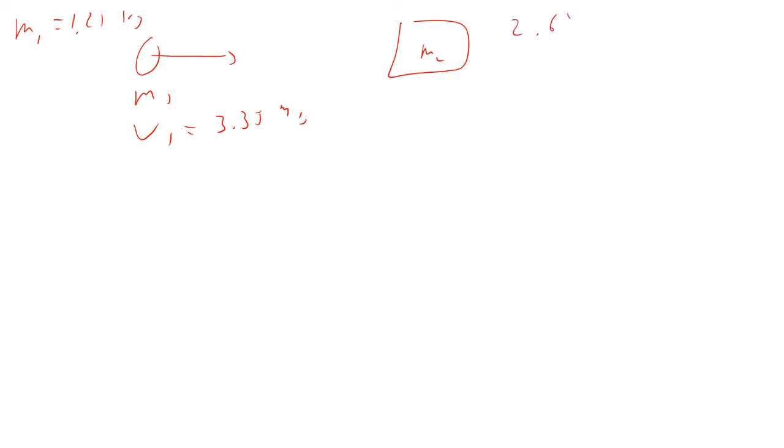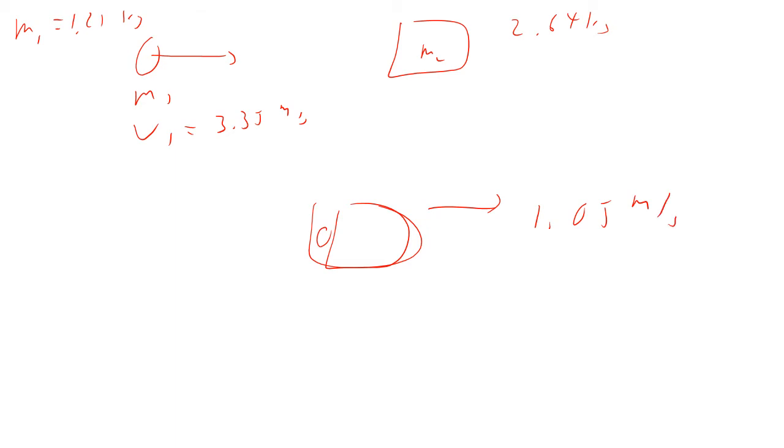So we had the original object, m1, moving with an initial velocity of 3.35 meters per second, and we had m2 right here. Okay, m1 was 1.21 kilograms, m2 2.64 kilograms, and then after they stuck together, the two objects together were moving at 1.05 meters per second.